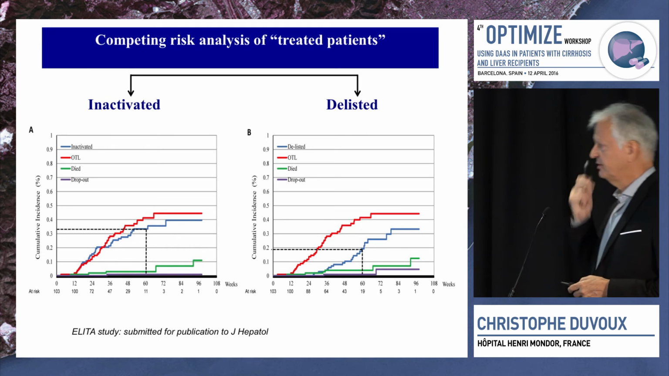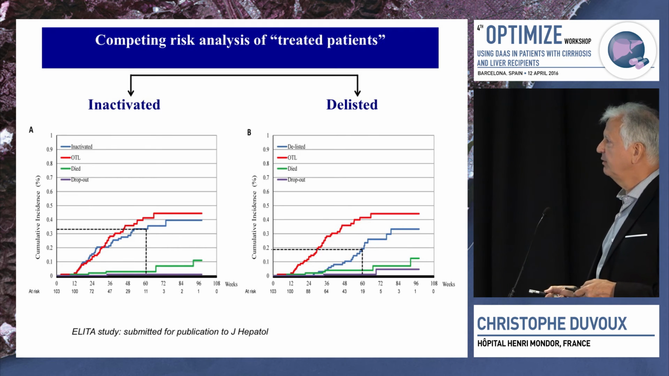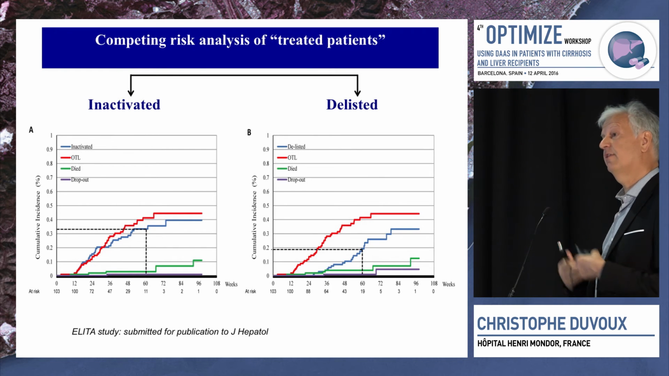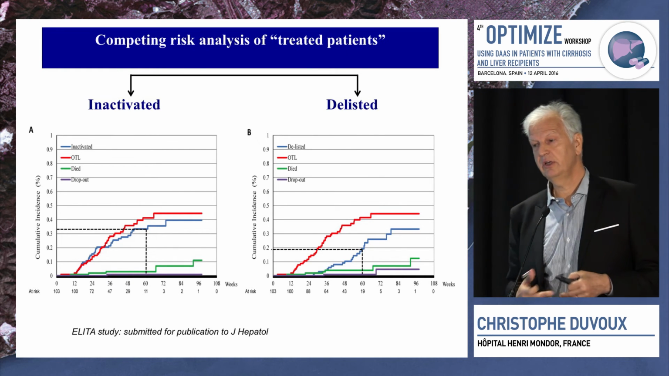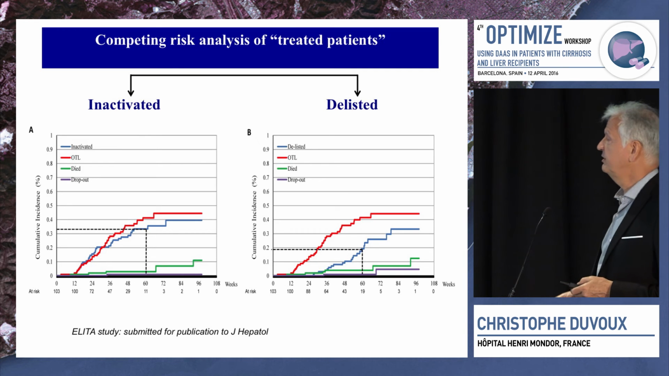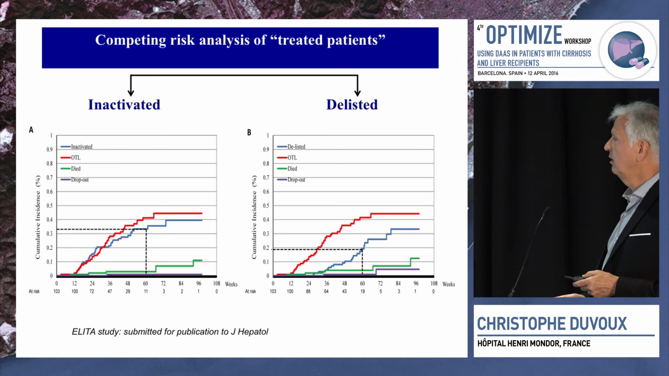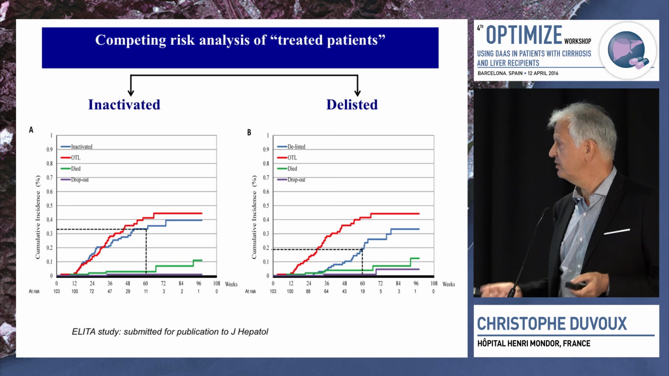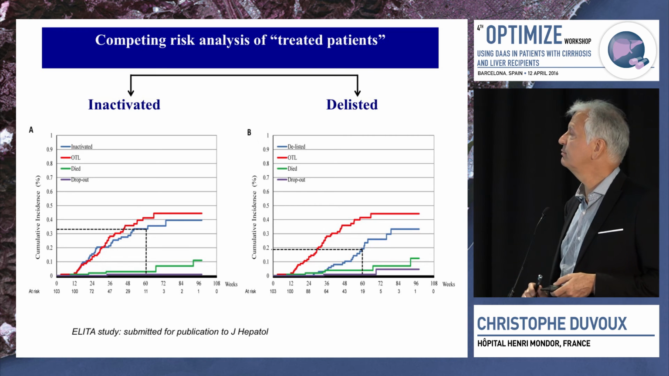And here are the figures and the probabilities of being inactivated among these 100 patients, or delisted. And you see here that after 1 year of treatment, we had 33% of the patients who were inactivated with sufficient improvement to really get free of clinical manifestation symptoms, and almost 20% of the patients were actually delisted. So really, in one-fifth of the patients, we can achieve delisting.